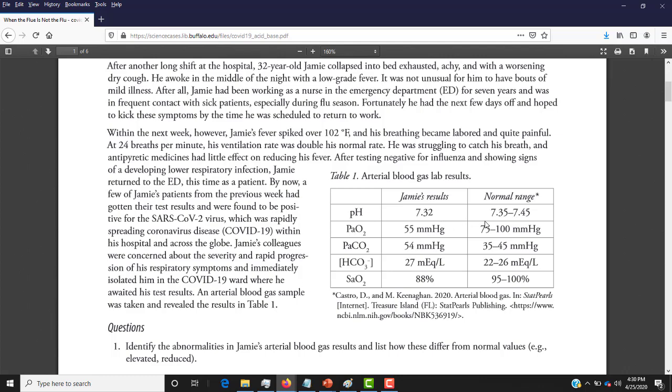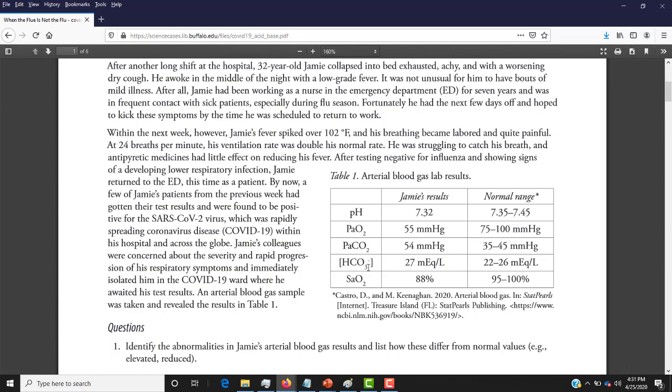So for pH, the normal range, something we've already discussed in our class, is 7.35 to 7.45. Jamie's result was slightly reduced, 7.32. Partial pressure for oxygen normally should be between 75 to 100 millimeters of mercury. His is dramatically lower at 55. Partial pressure for carbon dioxide should be between 35 to 45 millimeters of mercury. Jamie's was 54, significantly higher than it should be.